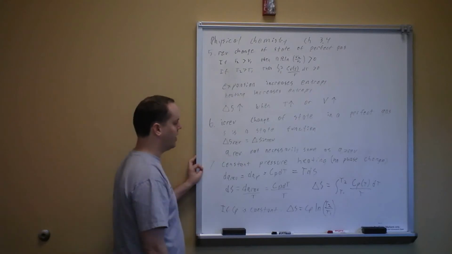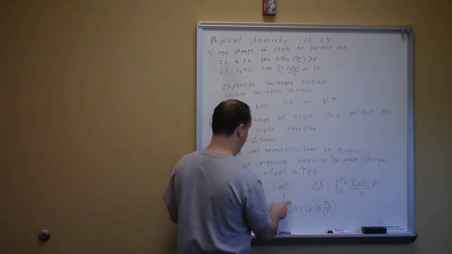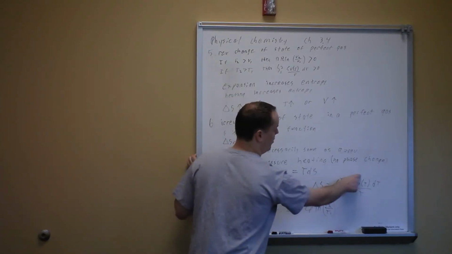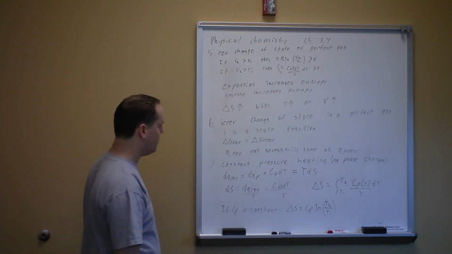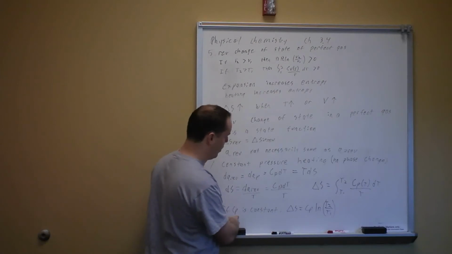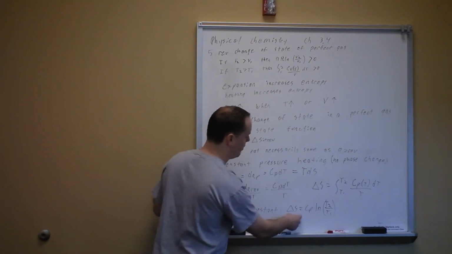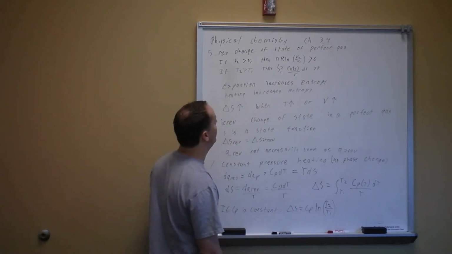So we want to integrate that to get the total change. The integral of dS, of course, is just delta S. So the integral of this is going to be the integral from temperature 1 to temperature 2 of Cp divided by T with respect to T. Now, if we assume that Cp is constant instead of a function of temperature, then we can pull that out of the integral. And we just get delta S is equal to Cp times the natural log of temperature 2 over temperature 1.